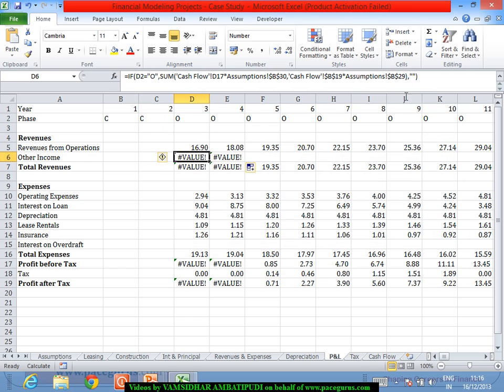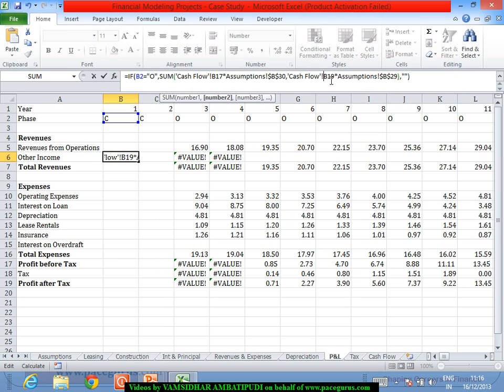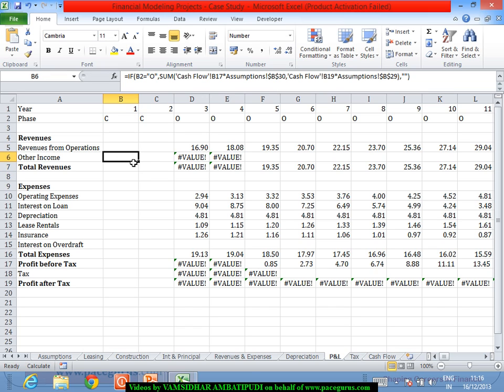Alright, cash flow B19 we should not have the dollars. Very good. So which means I will come here, I will not consider the dollars here. Let me now work it out. Let's see now. Let me drag it. Yeah, the same problem. Okay, cash flow B19, C19, D19, cash flow C19. Why is that still coming out as a problem?